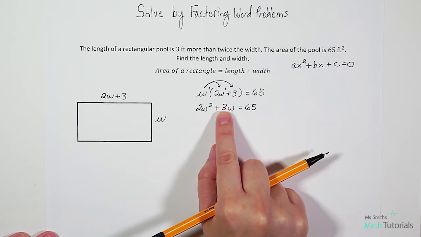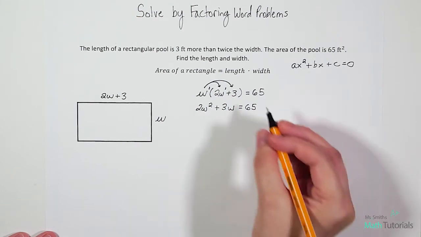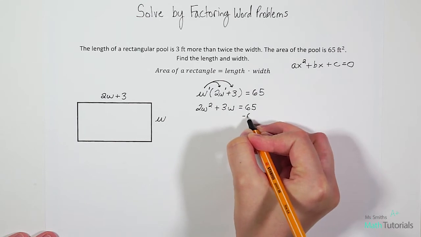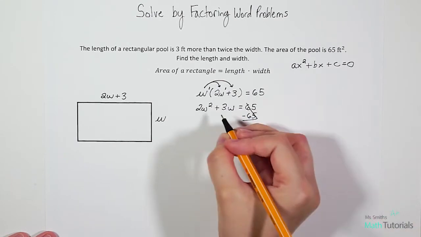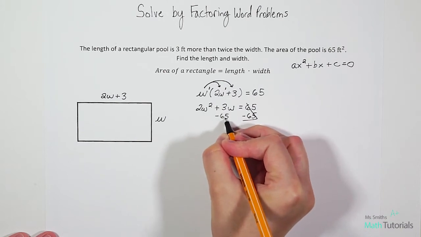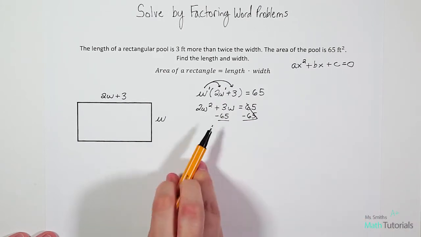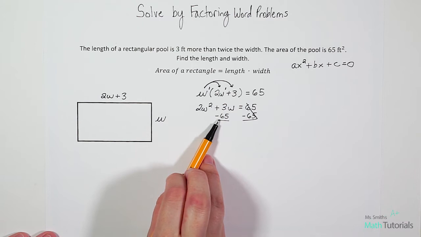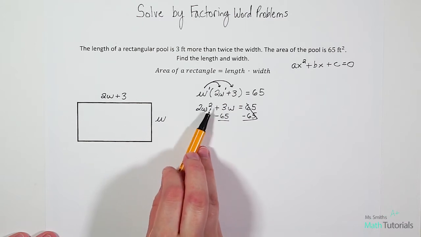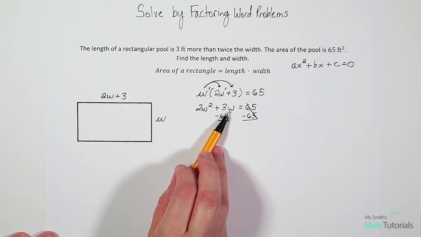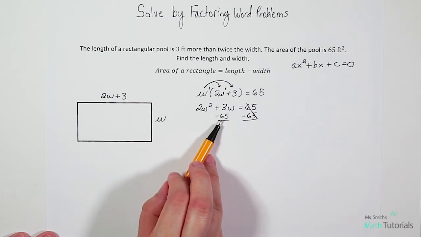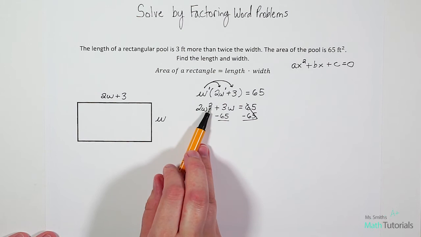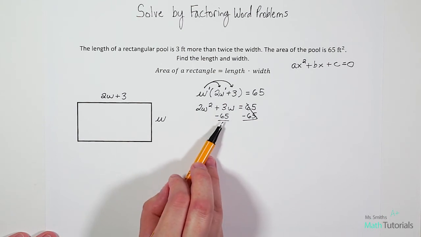We can do that by subtraction, because this is a positive 65. So I'm going to subtract 65, cancels on this side, do the same thing to the other side. Now, I can't combine that minus 65 with the 2W squared or with the 3W. The reason I can't is they're not like terms. None of those are like terms with each other. That one's a W squared, that one's a W, that one's a constant.